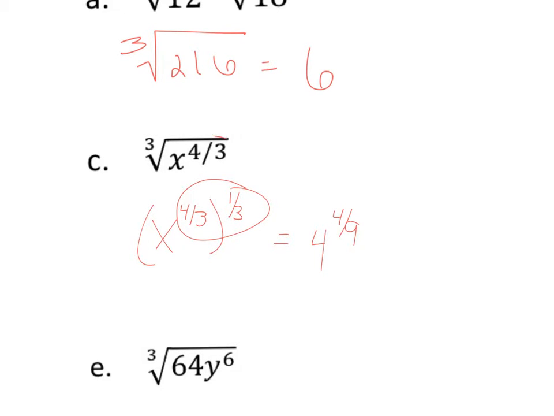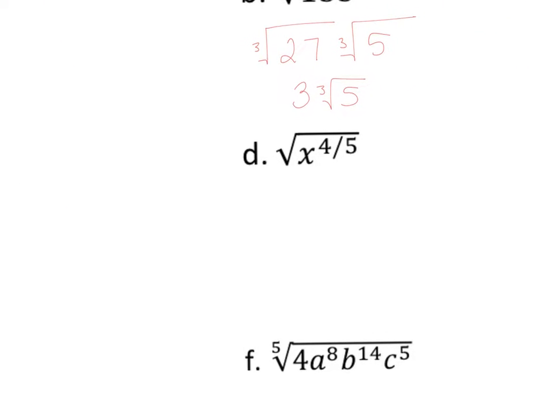Another way to look at this is by dividing this power by the index. So 4/3 divided by 3, which is 4/9. Same thing on this one. We can either divide 4/5 by 2, which would be 2/5, or you can rewrite it in rational exponent form, which is still x to the 2/5.